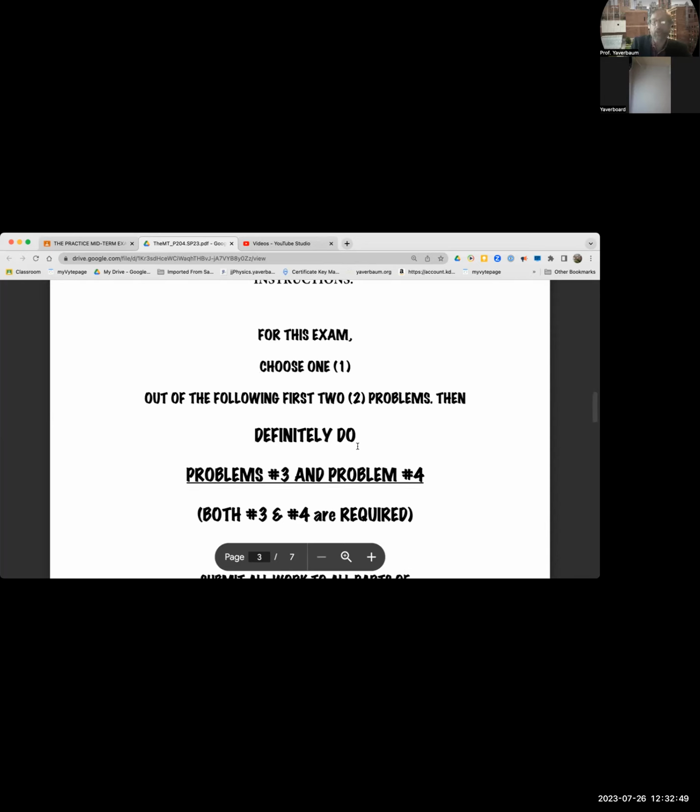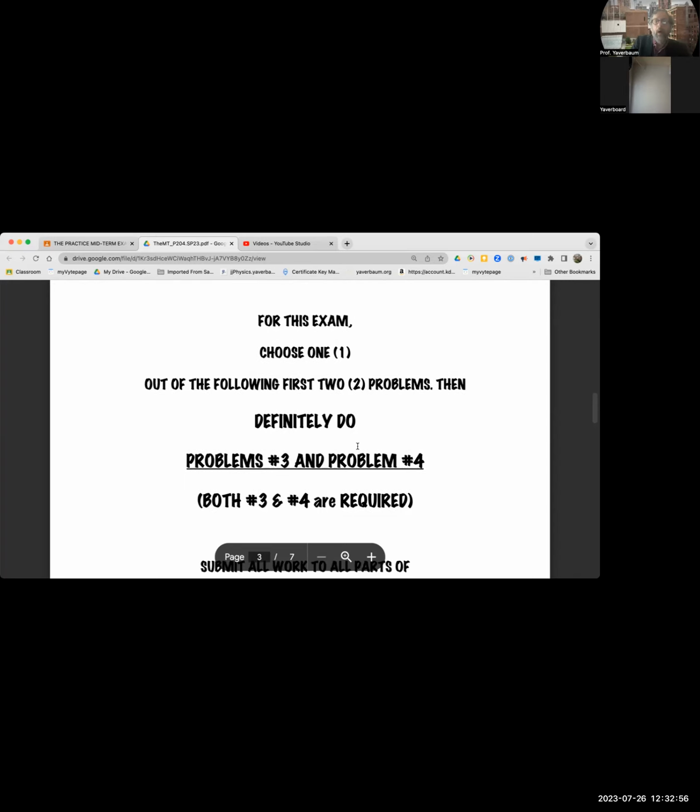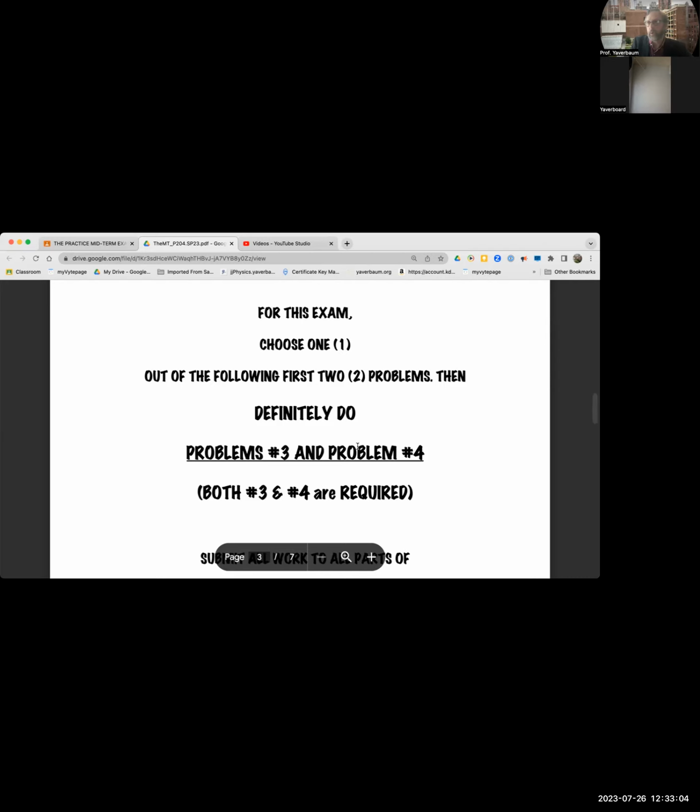Then there's these instructions. I think your instructions will be similar. Maybe it says here, you have to choose one of the first 2 problems, and then you have to do number 3 and you have to do number 4. Just to be clear about that too, you can't get extra credit by doing an extra problem. There's many other ways to get extra credit in this class and maybe even after the exam is over, but don't look for it where it's not provided.